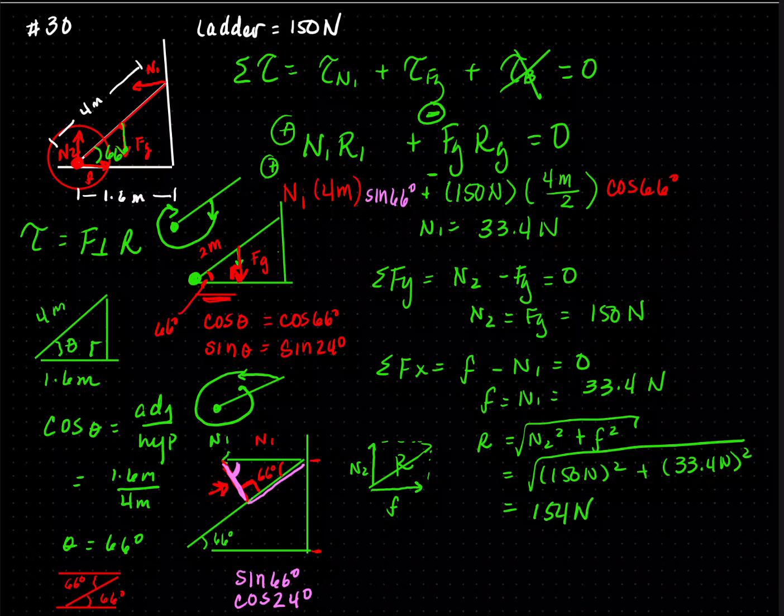So we could find my angle here using tangent theta. Tangent theta is opposite over adjacent. Opposite is going to be N2. Adjacent is friction. So this is going to be 150 newtons divided by 33.4 newtons. So theta is equal to 13 degrees northeast.